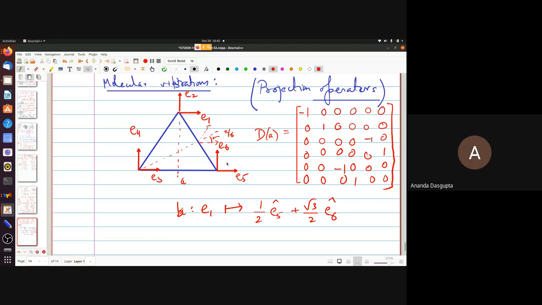And by the way, the characters are, of course, easy. If all you ever needed were the characters and nothing else, then the calculation would be quite easy. Okay, what about the character for identity? Could you just tell me quickly what the characters will be? Chi for the identity will be?